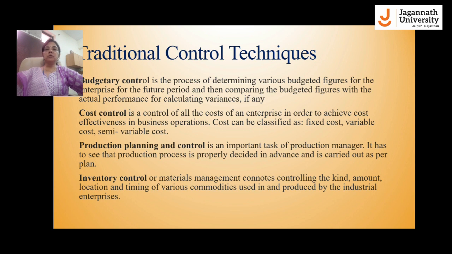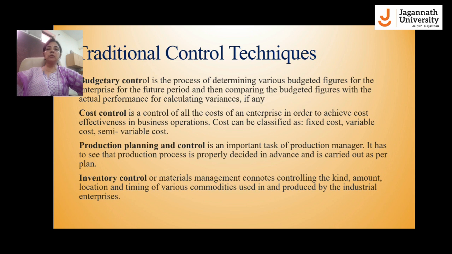So the traditional control techniques. First of all, we will talk about budgetary control. Budgetary control is the process of determining various budgeted figures for the enterprise for the future period and then comparing the budgeted figures with the actual performance for calculating variances if there are any. The next is cost control. It is control of all costs of an enterprise in order to achieve cost effectiveness in business operations. And this cost can be classified as fixed cost, variable cost or semi-variable cost.